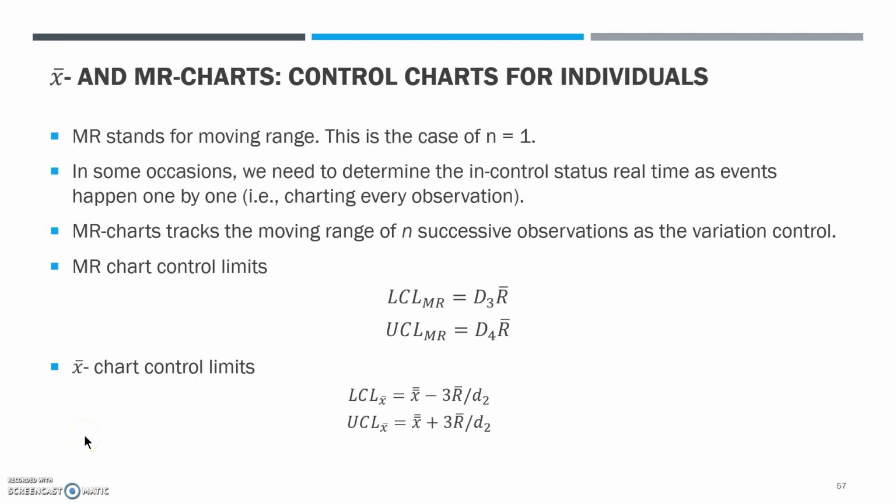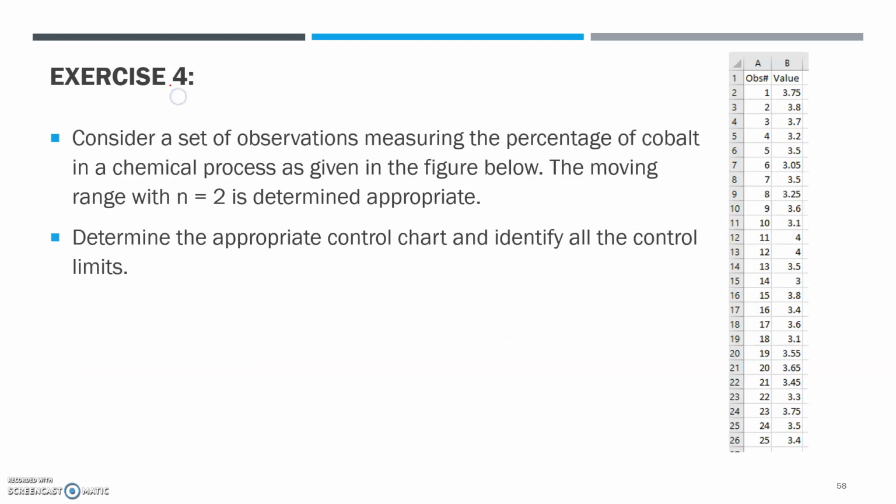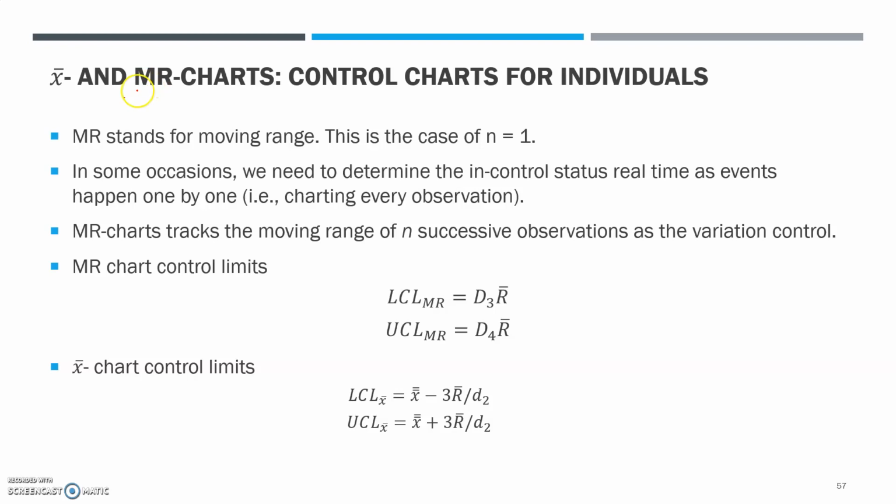So this is a case of X-bar and MR charts. This is the last one in the series. MR actually stands for the moving range. This is a control chart for the individuals. So again, this is a case for n equal to 1. Think about what this looks like.